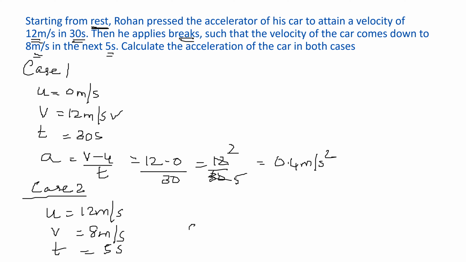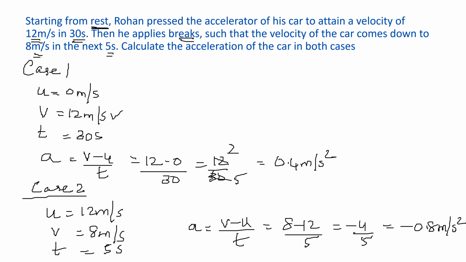So here we can find out the acceleration, v minus u by t. So here 8 minus 12 by 5 will give minus 4 by 5, and minus 0.8 meter per second square. So the minus sign shows that it is retardation.